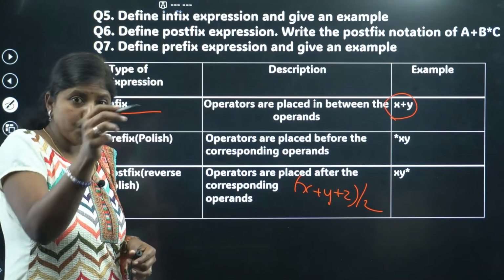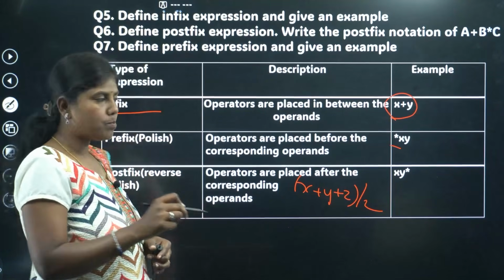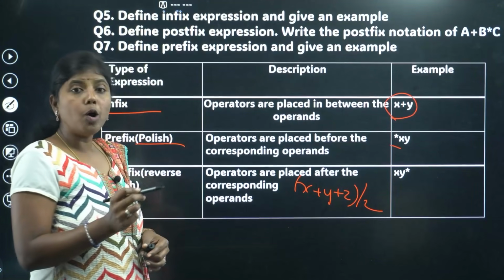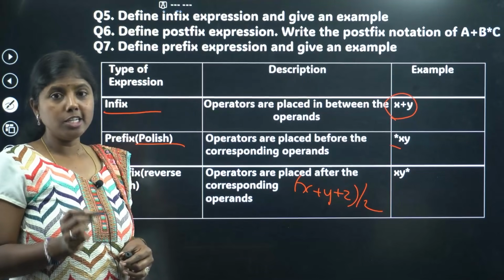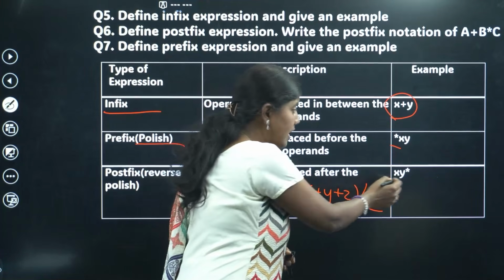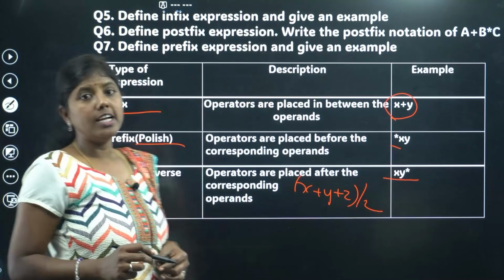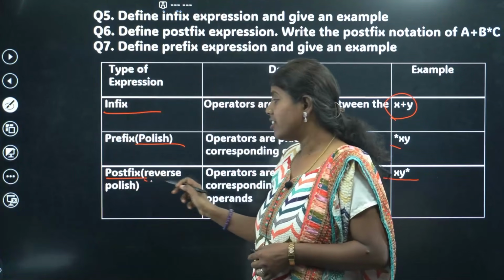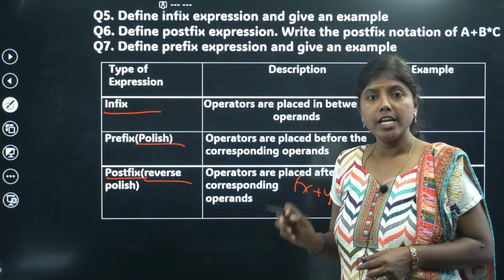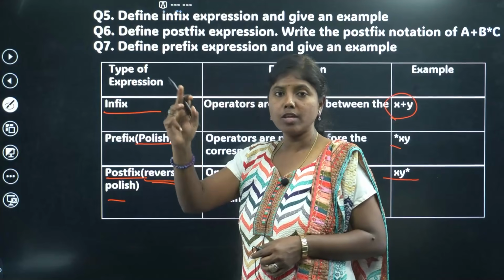If the operator is preceding the operands, it is called a prefix expression. It is called Polish notation. If the operator is present after the operands, we call it a postfix expression. It is also known as reverse Polish notation. This you need to keep in mind.